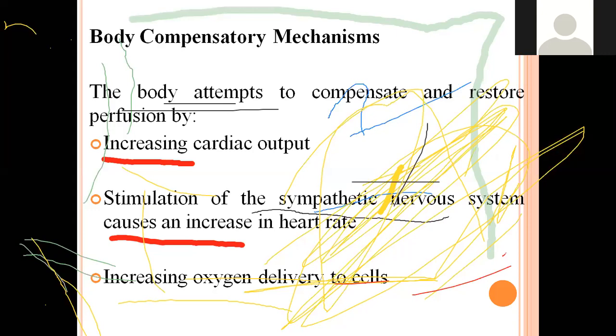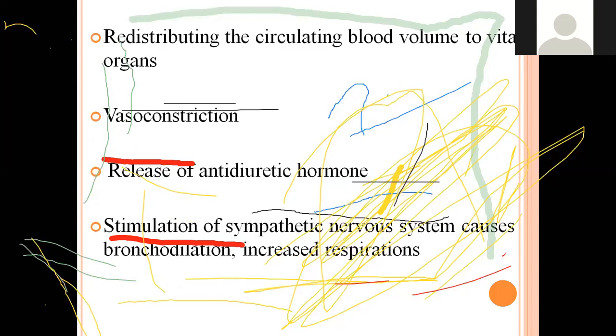The second thing that happens is systemic stimulation of the sympathetic nervous system, which causes an increase in heart rate. Then also there will be increased oxygen delivery to cells and redistribution. The body also redistributes the circulating blood volume to vital organs like the liver and the kidney. There will be vasoconstriction, release of antidiuretic hormone, and stimulation of the sympathetic nervous system will cause bronchodilation, thereby increasing respiration.